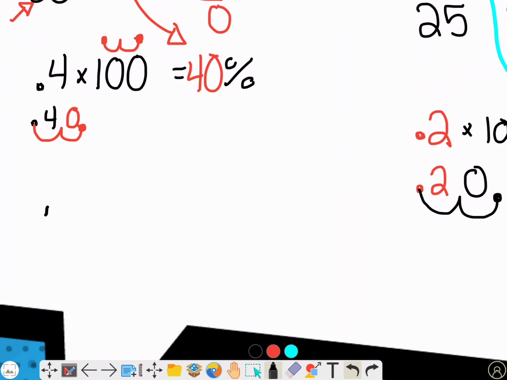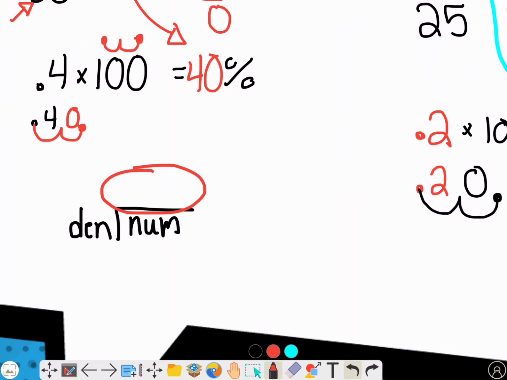So if I was to conclude all of this and break it down to the steps, the first thing is you need to go from a fraction to a decimal by putting the numerator inside the house, denominator outside the house, and then whatever answer you get up here, you multiply it by 100 to find your percent, and then you're done.